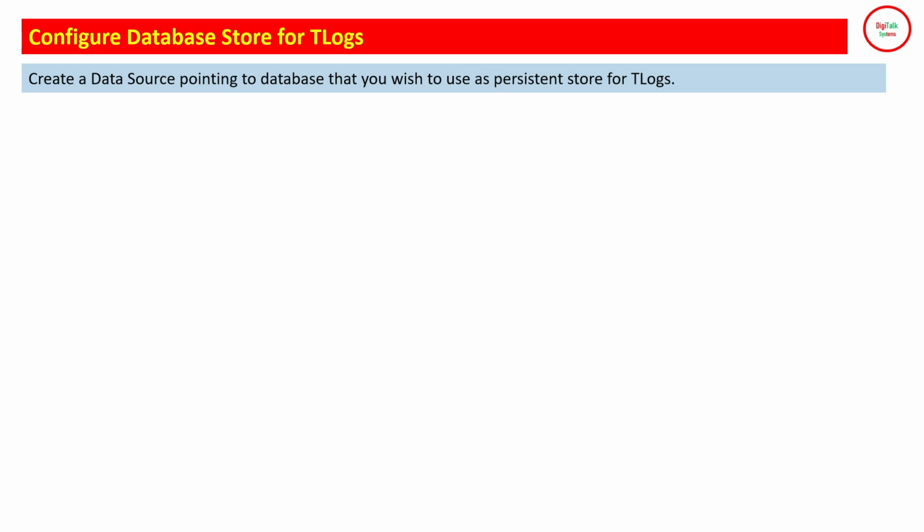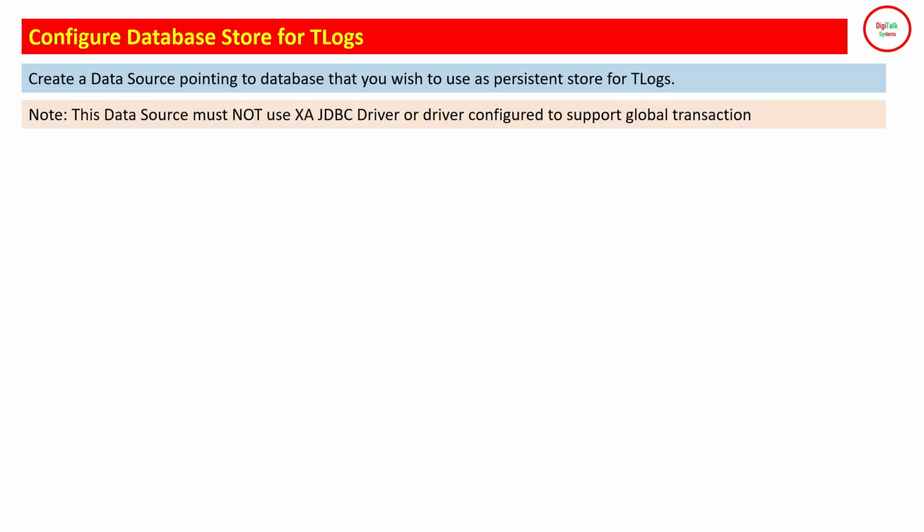for that, first you have to create the data source. Why are we creating the data source? Because our transaction logs are going to be stored in the database. To access the database, we have to configure the data source. So first you can configure a data source.